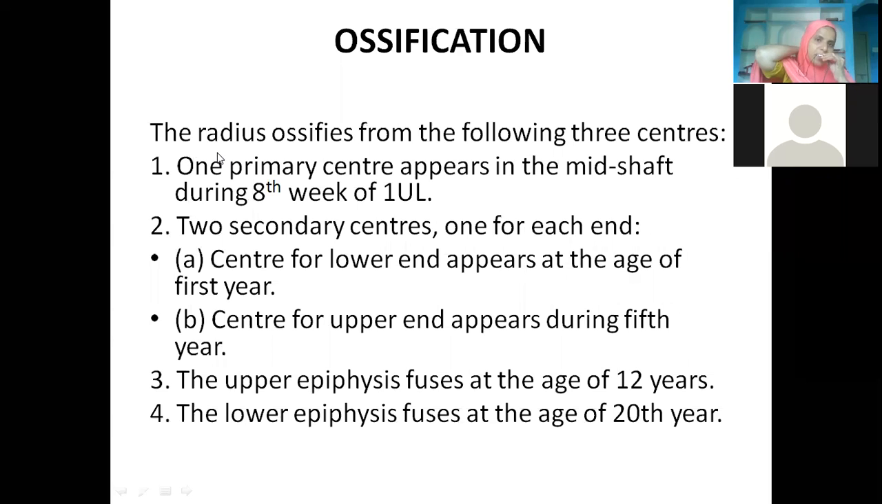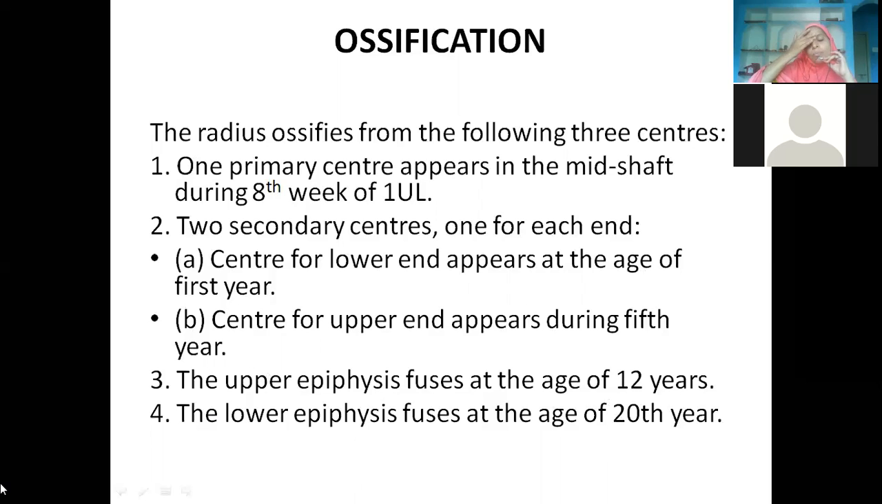And coming to the ossification, the radius is ossifying from the following three ossification centers. Primary, always we are finding it is coming at 8th week of intrauterine life, isn't it? So we have two secondary centers, one for each end, isn't it? So center for the lower end appears at the age of first year, upper end during fifth year. So upper end is fusing at the age of 12 years and lower end is fusing at 20th year.